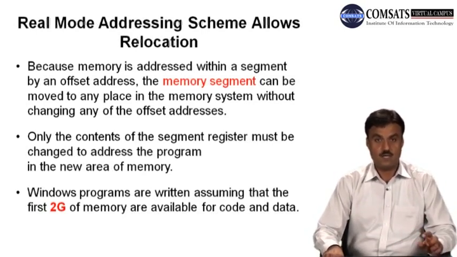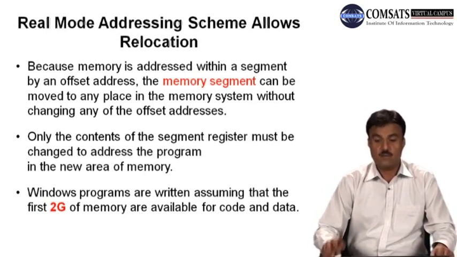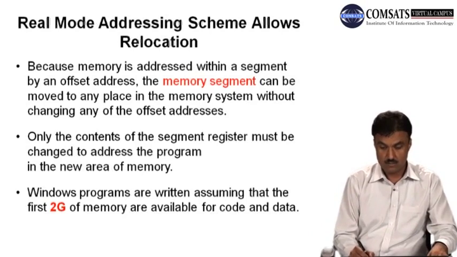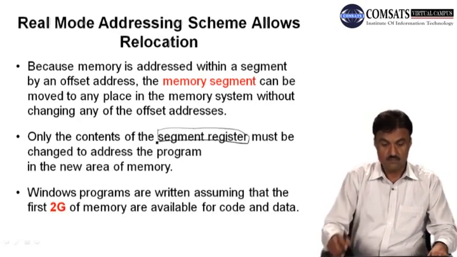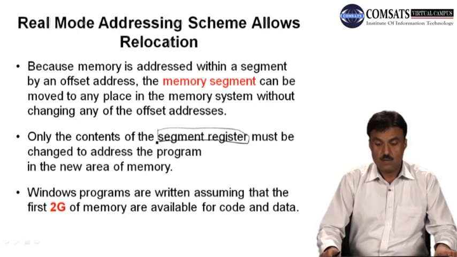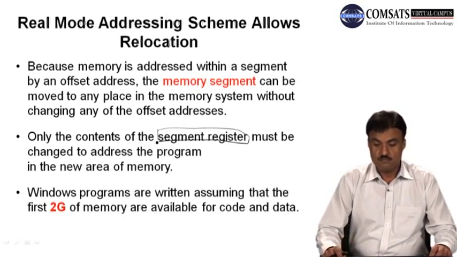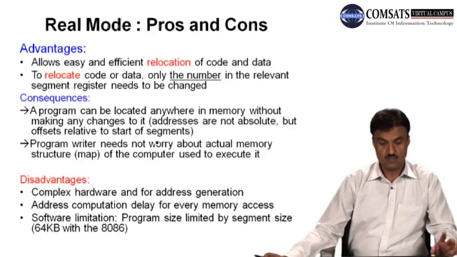So we will not change any offset address, only the contents of the segment register, like the code segment or the data segment register, will be changed. The offset or the other register values will not be changed. Only the segment register must be changed to address the program in the new area of memory. Windows programs are written assuming that the first 2 GB of memory are available for code and data.